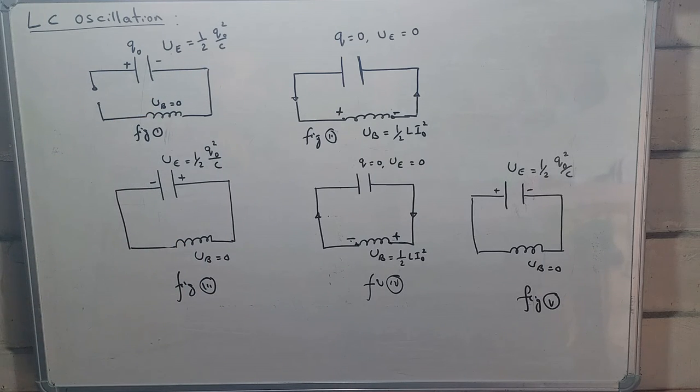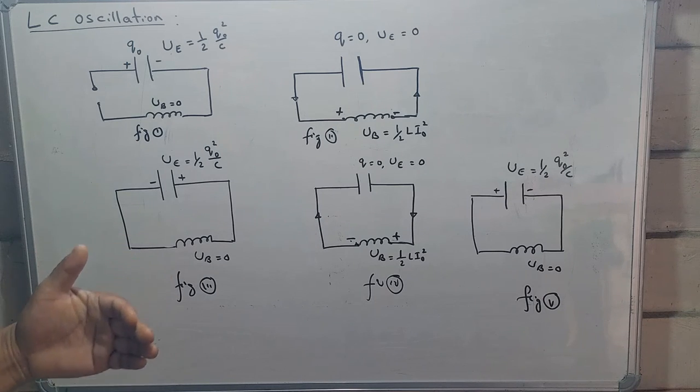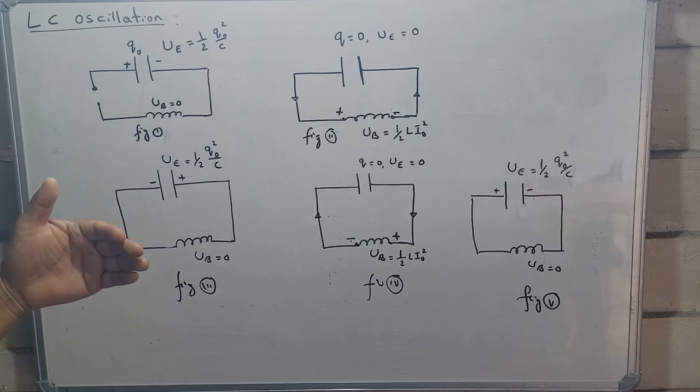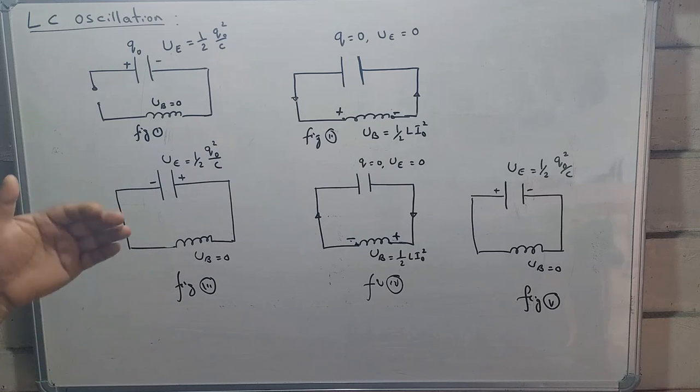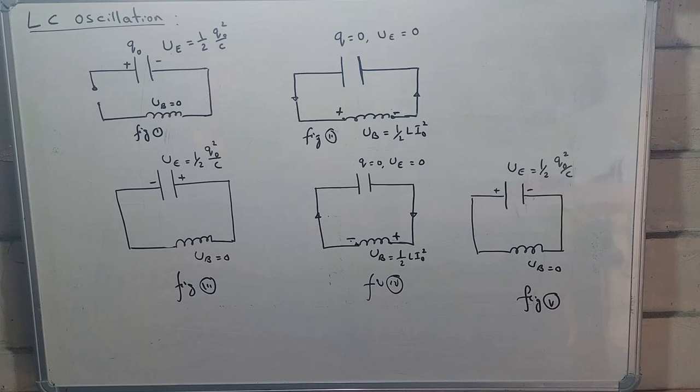Okay, so in the next video we will discuss the mathematical treatment of this LC oscillation, and you will see that the graph of the charge and the electric current which is passing in this case is a sinusoidal graph. So for that we will see in the next video.